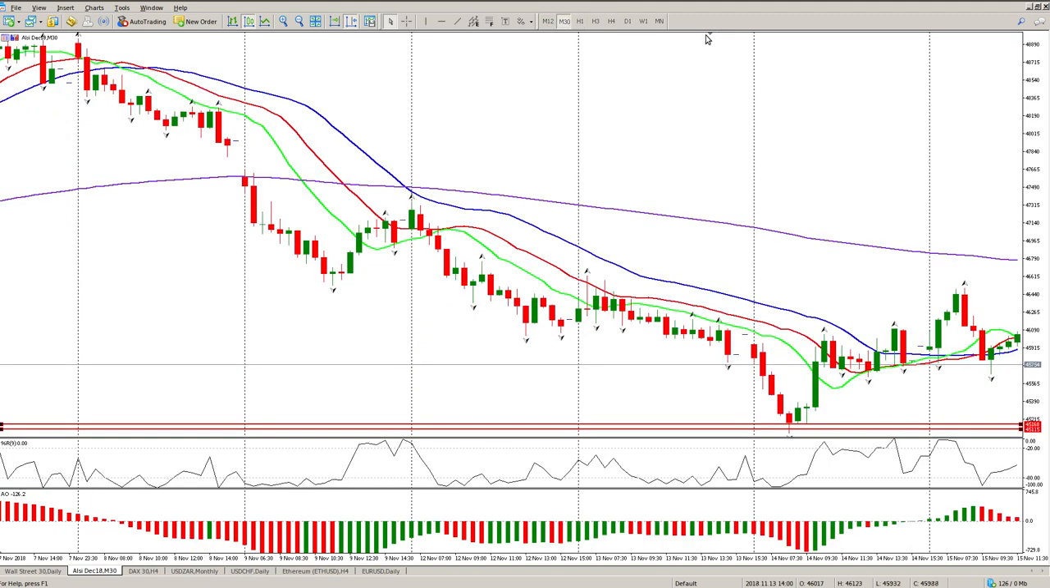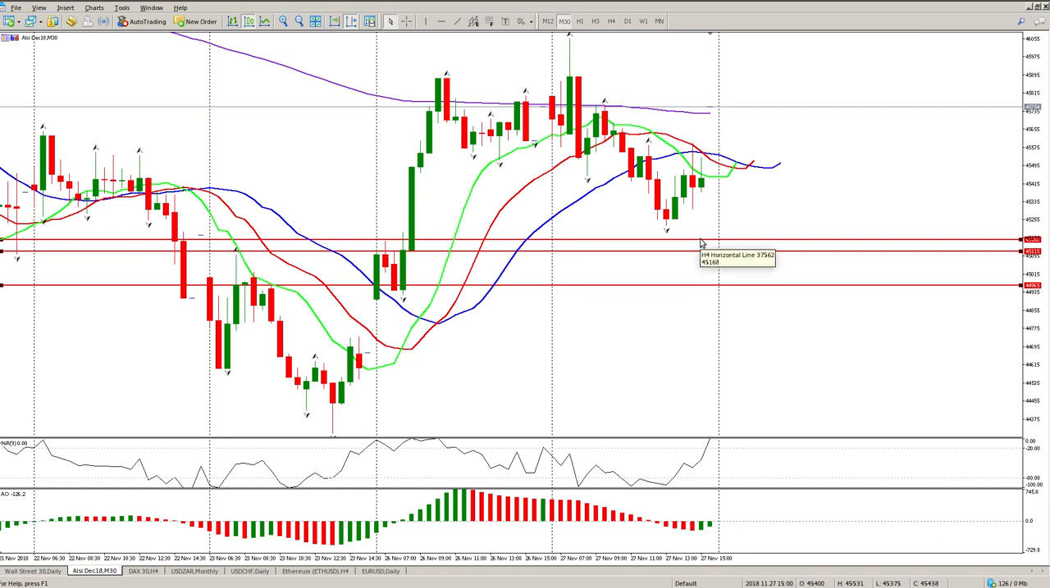Okay, so in an ideal world, I'm looking for a pullback back to 45,168 or 49,168 or 49,119, or alternatively 44,969. Okay, so those are the levels to the downside that I would like to see us tag, and that would give me an entry long.